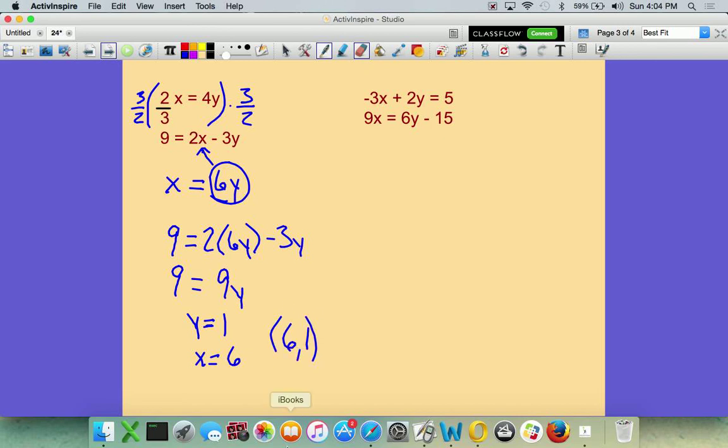You could still do elimination for this one. We just have to move the 4y over, and then we would add the two equations together there. All right, but you would still get the same answer. All right, our next one.